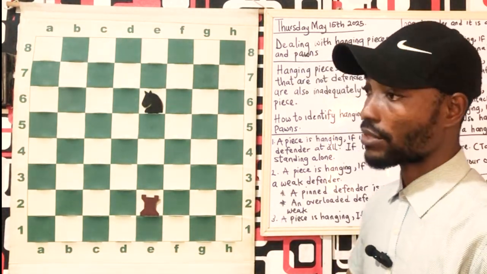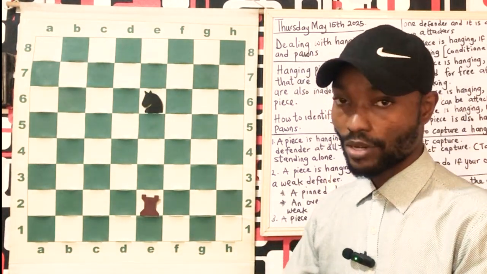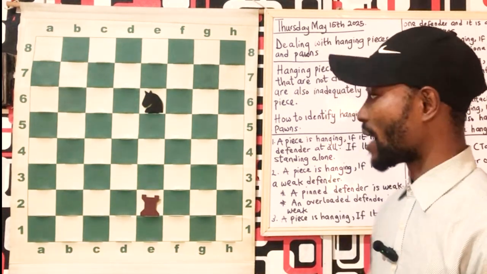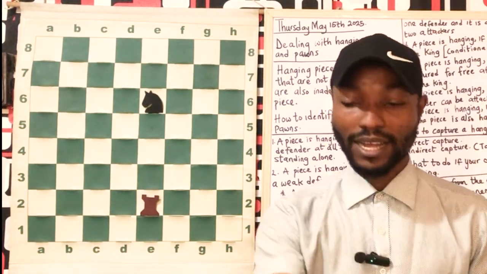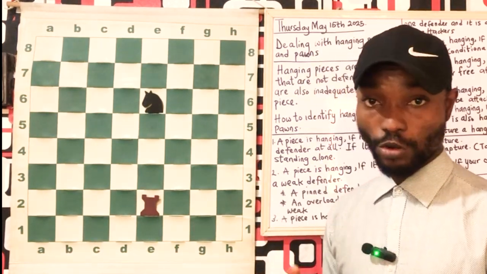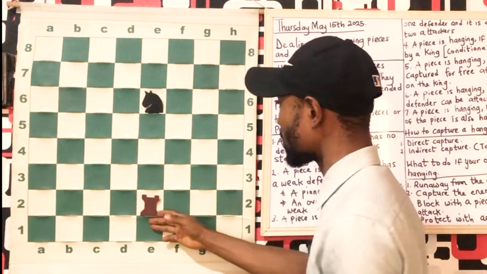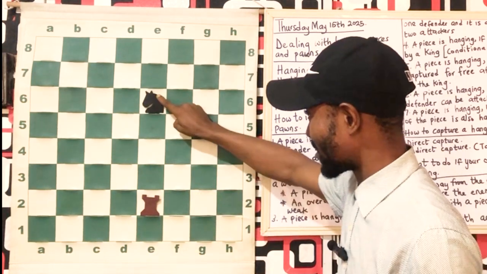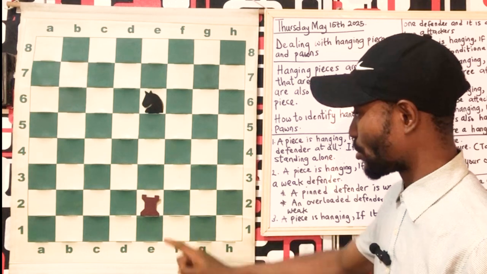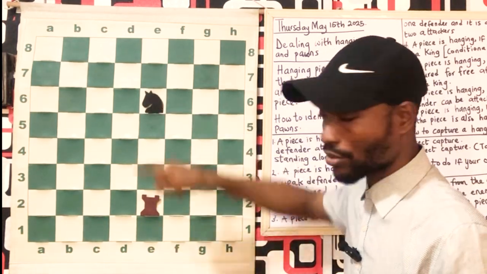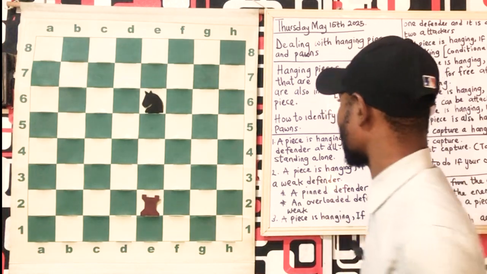Therefore, this gives birth to another term known as defense, or defend. I'm going to use the words attack and defend more when we are talking about hanging pieces or pawns. In this case, the rook is attacking the knight. Notice the rook is on e2, along the e file, and the knight is also on e6.